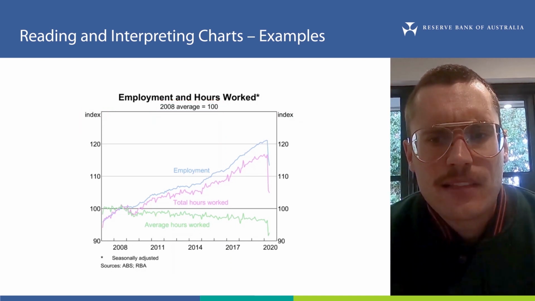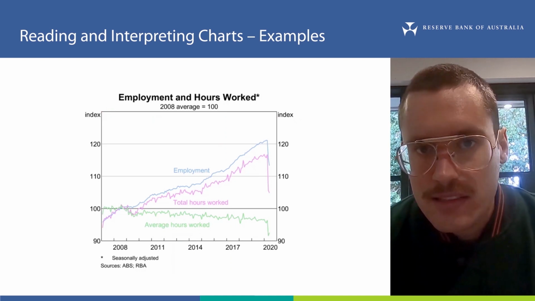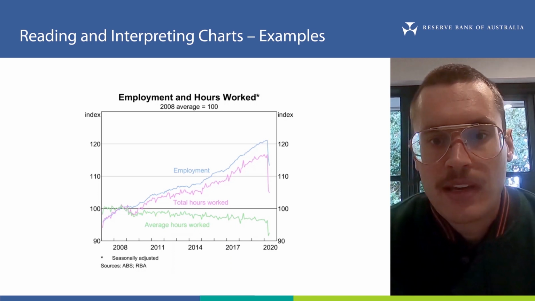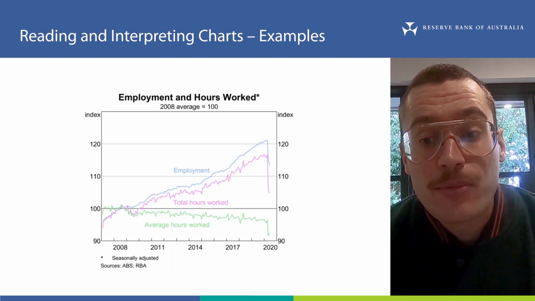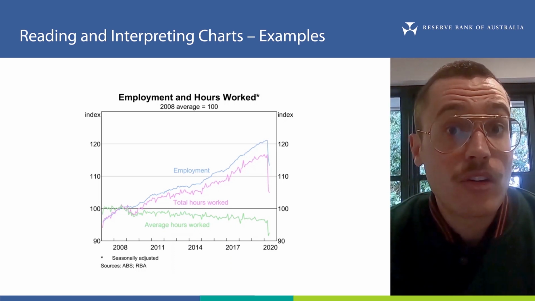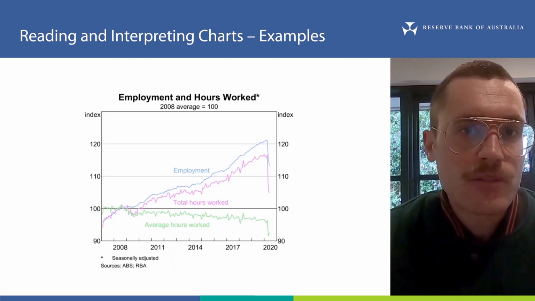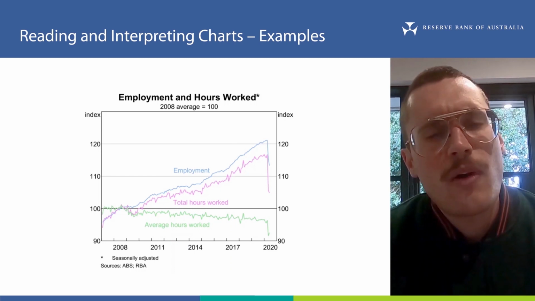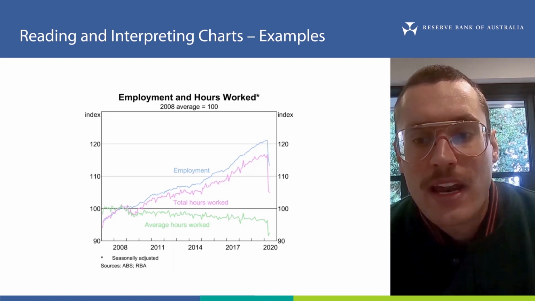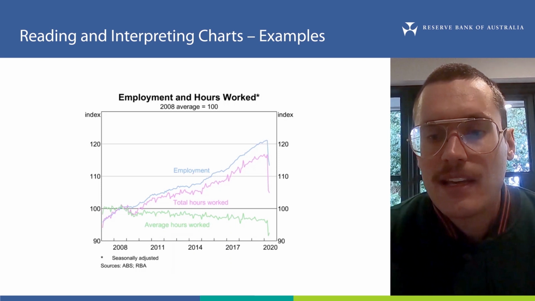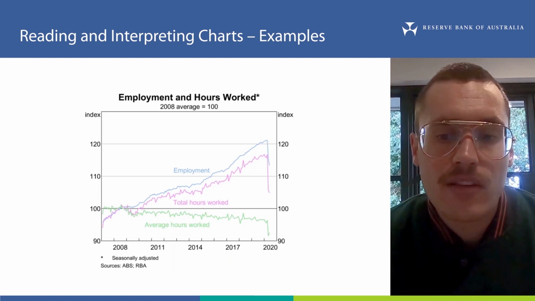Now, why would you want to index something? Well, for one, indexing allows us to compare things with vastly different levels on the same chart. If we take our chart for an example, the blue line is the total number of people employed, and the pink line is the total hours those people that were employed worked during a week. Now, the hours worked by people is of course going to be way larger than the number of people employed, since everybody tends to work more than 1 hour each week. By indexing these series, we can easily show them on the same chart and compare their trends over time.